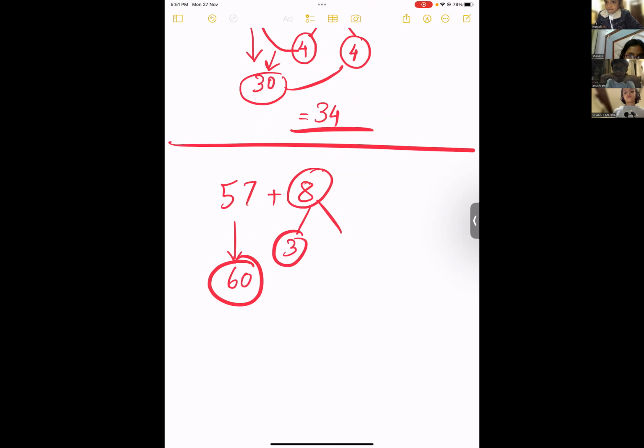Wait, children, no one else answers now. From 8 you took 3, so 8 is now left with which number, Kabir? 3 and what makes an 8? 5. Very good. So now look here in the diagram. Kabir, 57 plus 3 is a 60. And 60 and 5 gives a? 65. Okay.